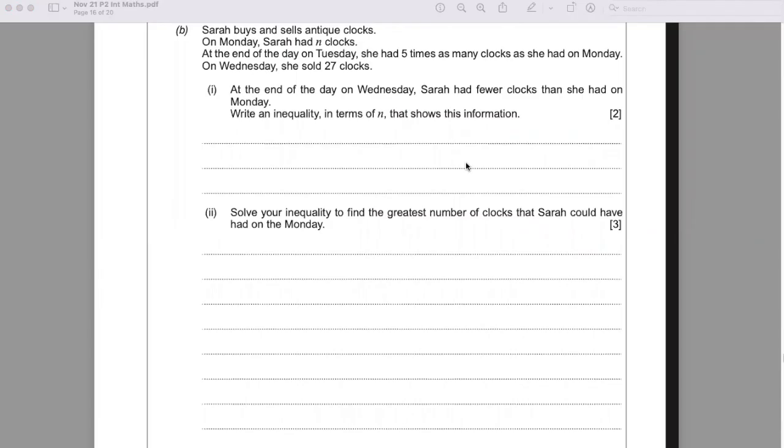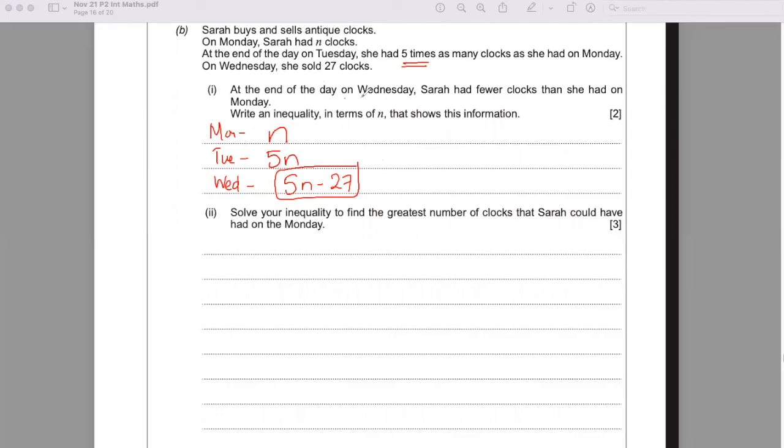B, Sarah buys and sells antique clocks. On Monday, Sarah had n clocks, and at the end of the day on Tuesday, she had 5 times as many clocks as she had on Monday. And on Wednesday, she sold 27 clocks. You start with the Monday, which is n. Now, she had 5 times as many clocks as she had on Monday. So Tuesday would be 5n. Okay. And Wednesday, she sold 27. So just 5n, take away 27. And that will be the expression for Wednesday.